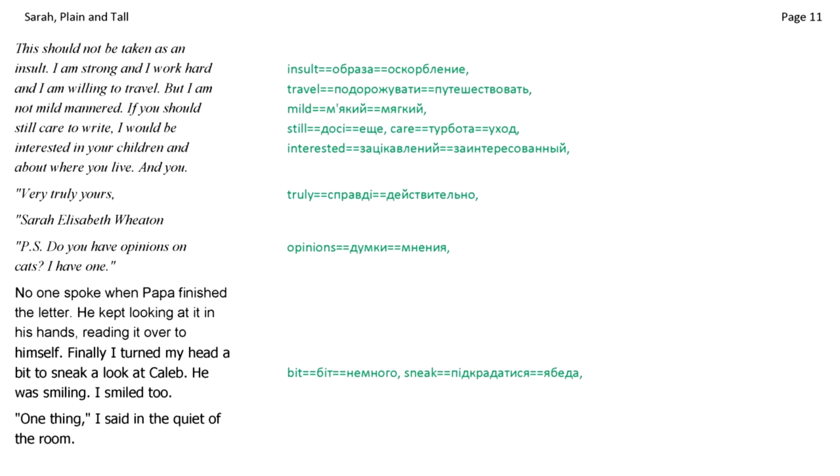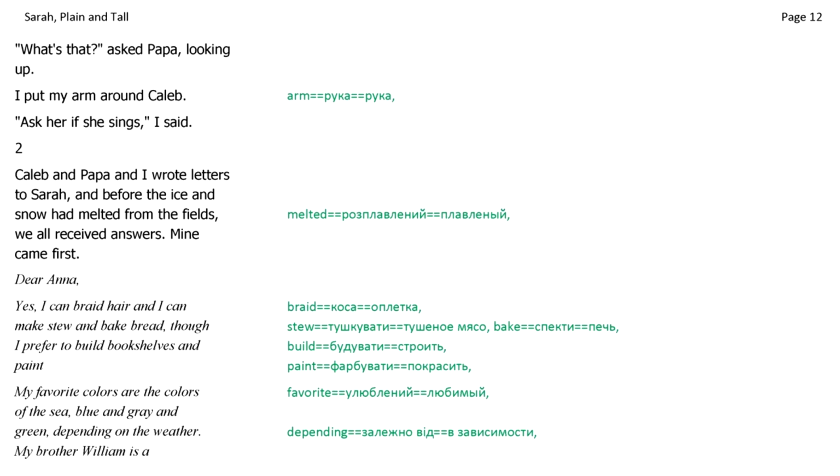One thing, I said in the quiet of the room. What's that? asked Papa, looking up. I put my arm around Caleb. Ask her if she sings, I said.